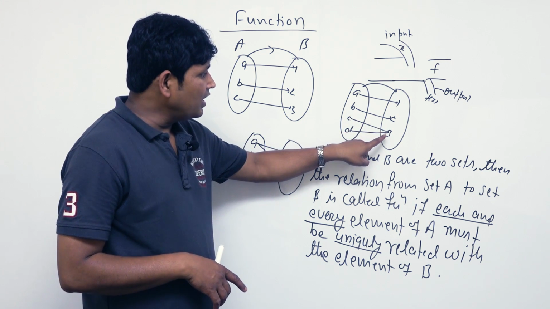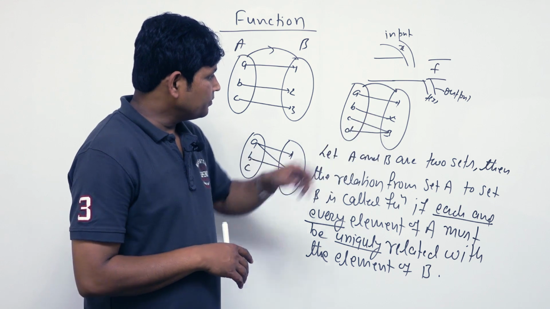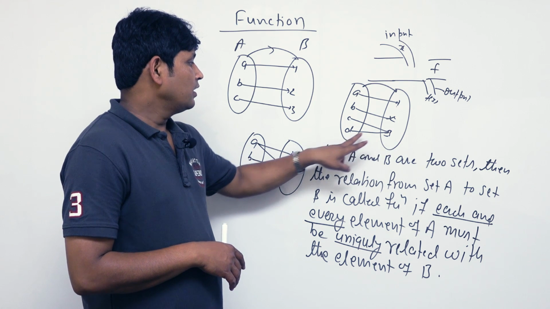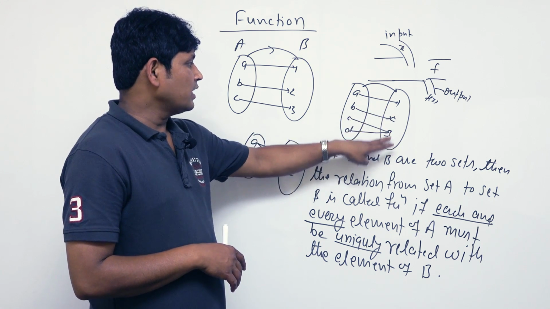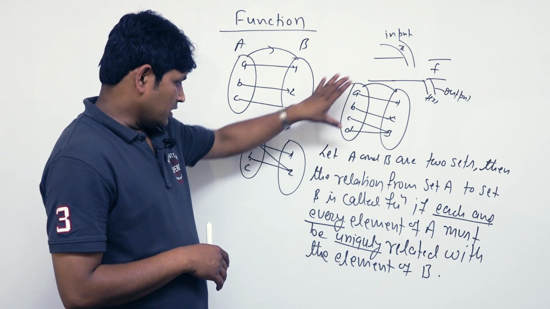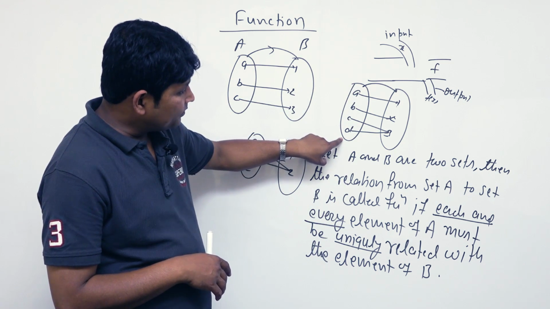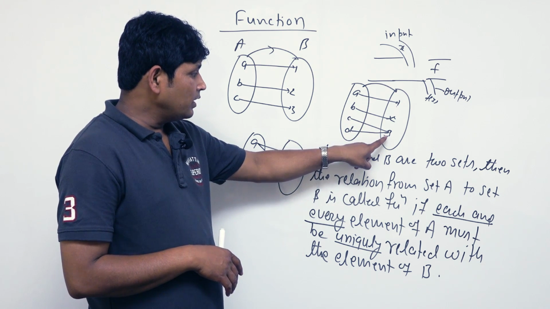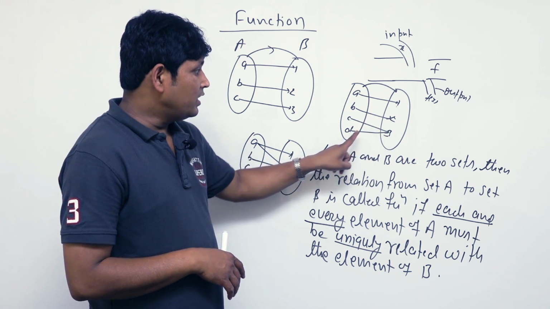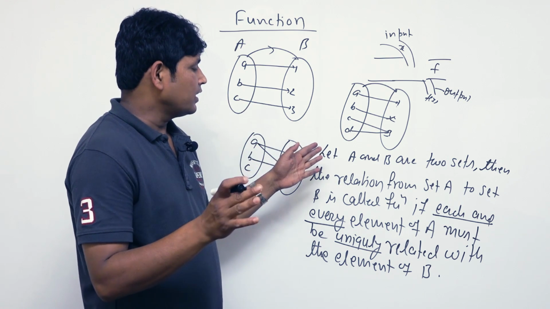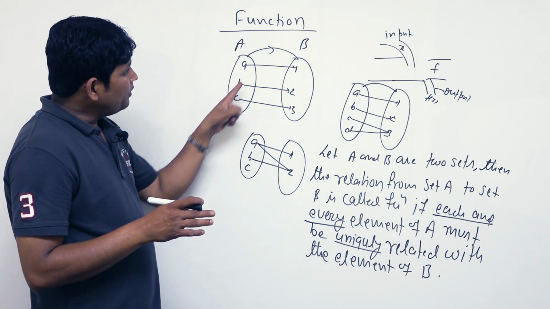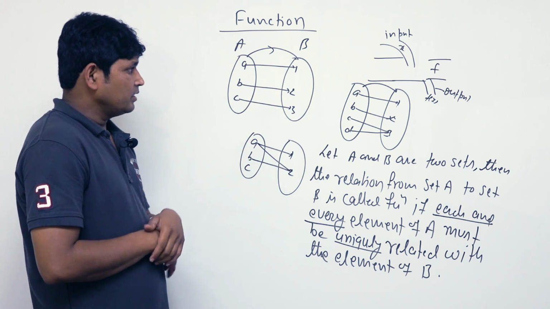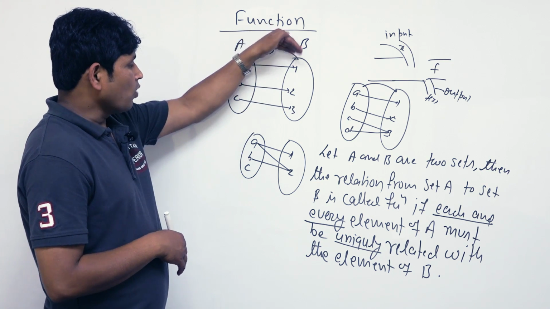C does not have any relation with any other element. D has a relation with 3, but D does not have any other relations. So according to the definition, every element is related, and uniquely related, because each is related with exactly one. D has a relation with 3, but no relation with any other element. Each and every element has a relation, but unique. You can say yes, this is a function. The function is actually working.